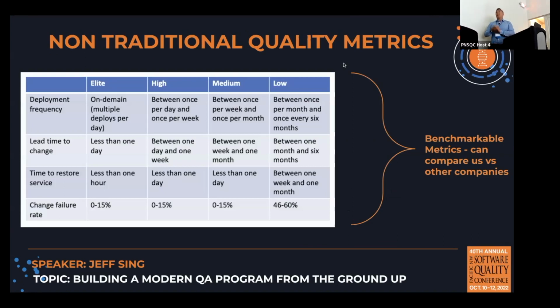Now, the second set of quality metrics I love, these are non-traditional QA metrics, right? The four that I have here are the DORA metrics. And I think this is super important because a lot of times I've seen QA leaders so focused on the QA metrics, bugs, time to close, amount of leakage. They don't see what the head of engineering sees.